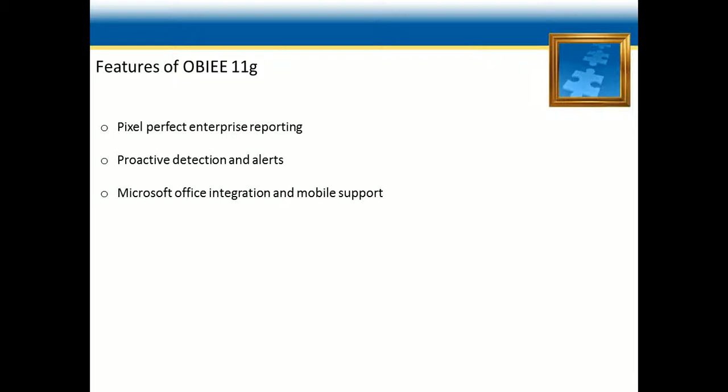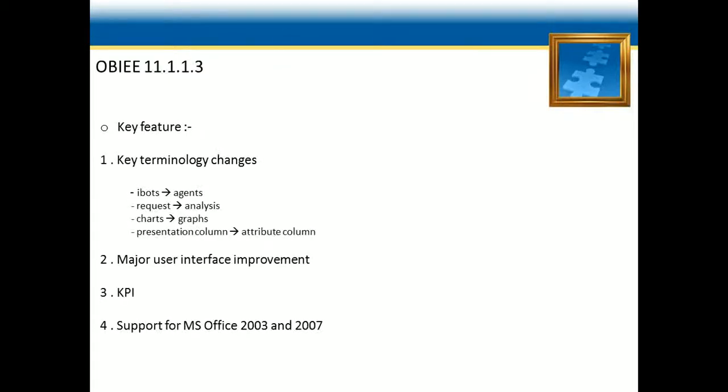Three more we have. They are pixel perfect enterprise reporting. In OBI we have a component called BI Publisher, in which you can have your pixel perfect enterprise reporting. Proactive detection and alerts are also provided. Microsoft Office integration and mobile support are also in the OBI 11g version.